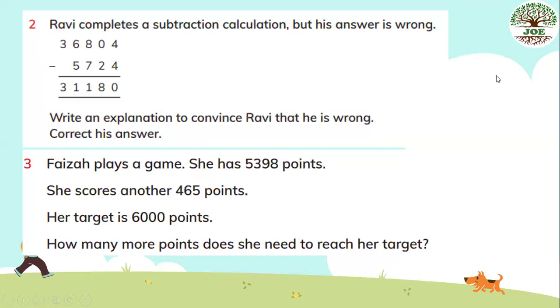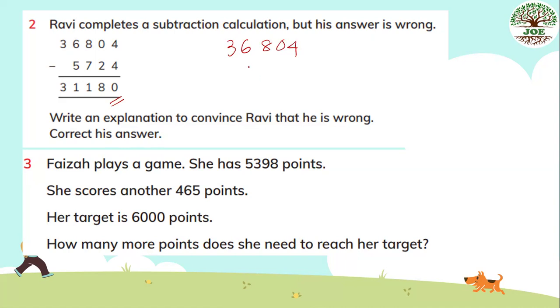Number 2, Ravi completes a subtraction calculation, but his answer is wrong. Okay, here this answer is wrong. Write an explanation to convince Ravi that he is wrong. Correct his answer. Okay, let's do it again.